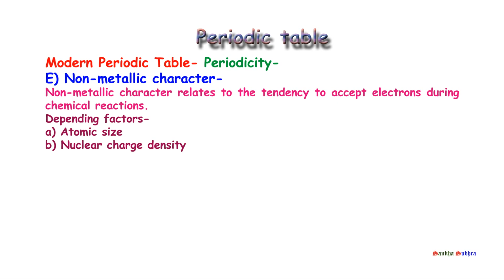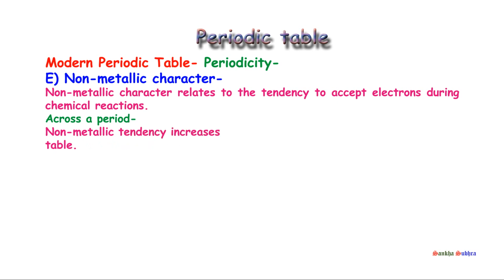On the other hand, the greater the nuclear charge, the greater the tendency to gain electrons. Hence, if the size of the atoms is going to be reduced, that follows the same logic of incrementing the nuclear charge density, and it also increases the non-metallic character.